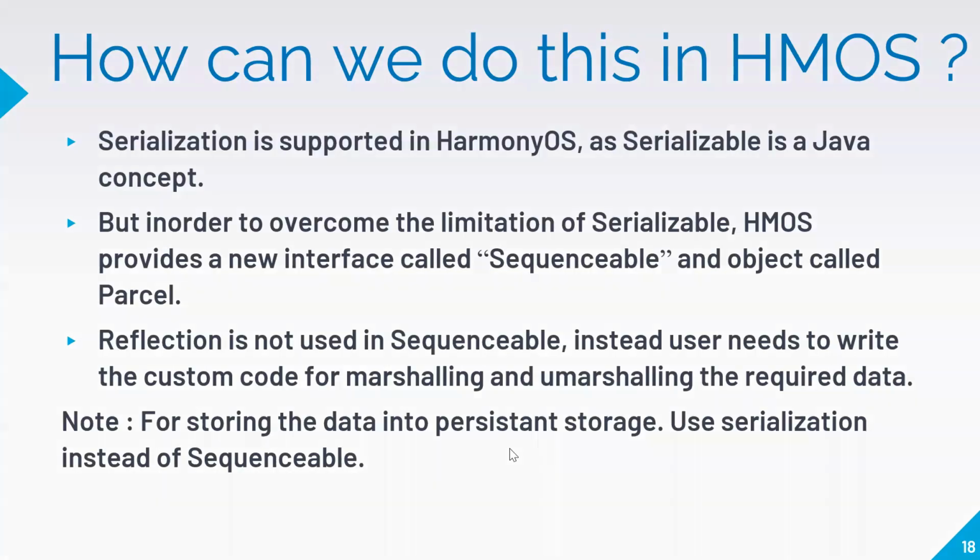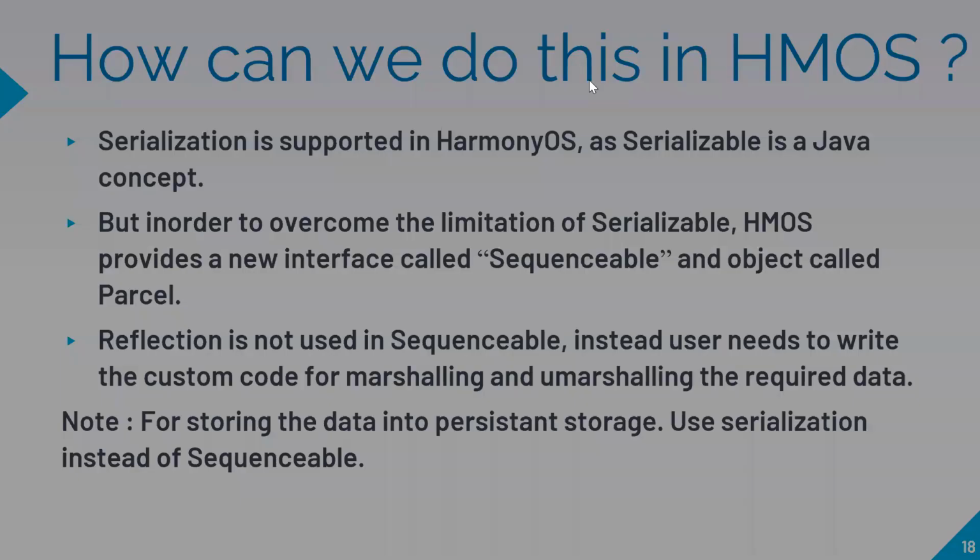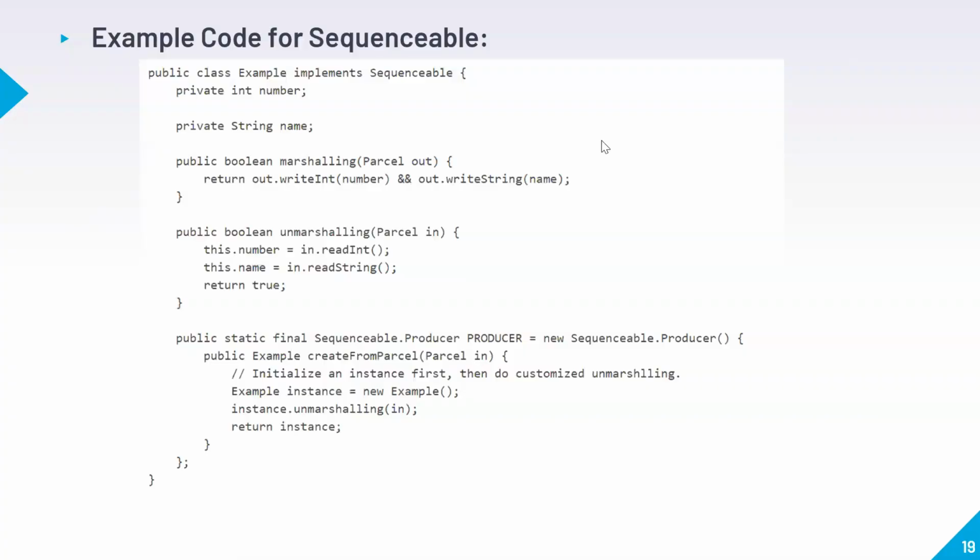Let me show you an example. First let me show you this particular example, then we'll check it in our code, in the demo we have done, using Sequenceable itself. So this is Sequenceable code, a custom class using Sequenceable. I have two variables, number and name. This is marshalling and unmarshalling.